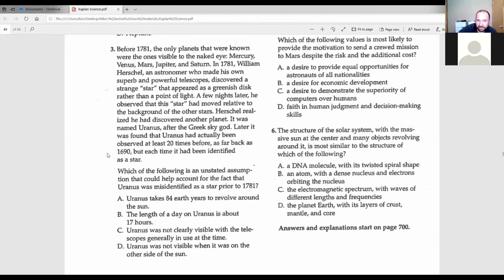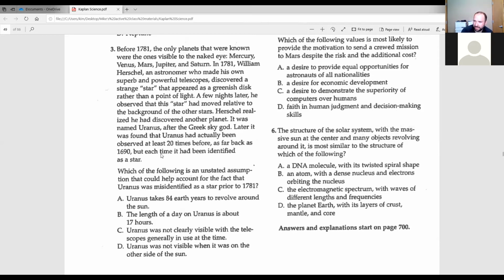It was named Uranus after the Greek sky god. Later, it was found that Uranus had actually been observed at least 20 times before, as far back as 1690, but each time it had been identified as a star. So, see what they asked. The question asks us, which of the following is an unstated assumption that could help account for the fact that Uranus was misidentified as a star prior to 1781? So in other words, something that can be assumed but isn't mentioned, an unstated assumption.